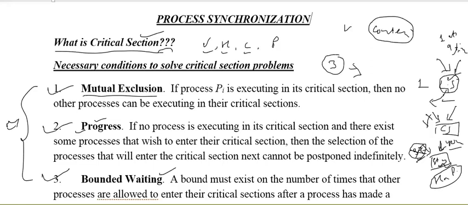So that is the theoretical aspect of how to resolve critical section problems. Simply, there are three necessary conditions to solve any critical section problem. Mutual exclusion: only one process will enter at a time. Progress: no process can halt the progress of another process if that process is not running in its critical section. Third, bounded waiting: no process can execute in the critical section for an infinite amount of time. So that is the theoretical aspect.